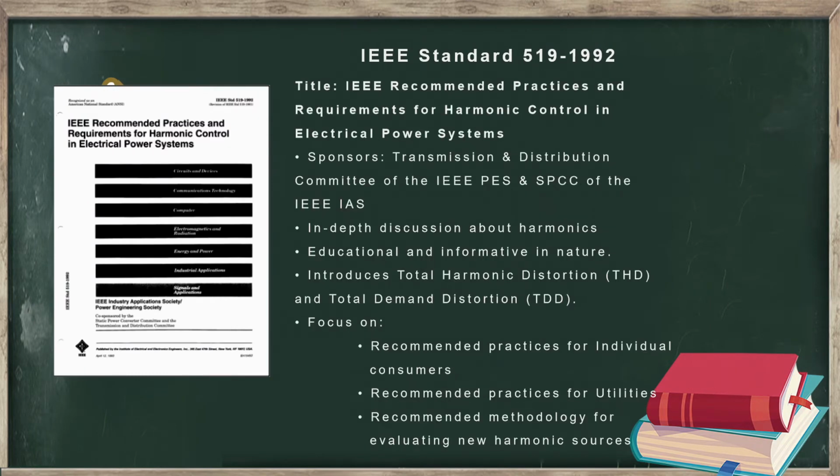The second IEEE Standard 519 was established in 1992. The title is IEEE Recommended Practice and Requirements for Harmonic Control in Electrical Power System. It is deeply discussing the harmonic. Besides, it introduced the total harmonic distortion and total demand distortion. It is focusing on recommended practice for consumer and recommended practice for utility operator. It is also evaluating new harmonic sources.